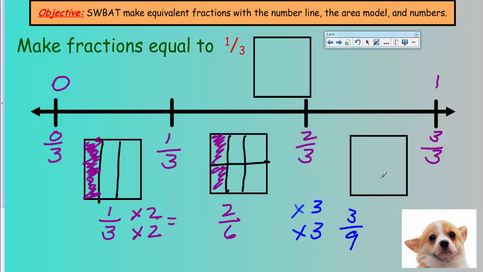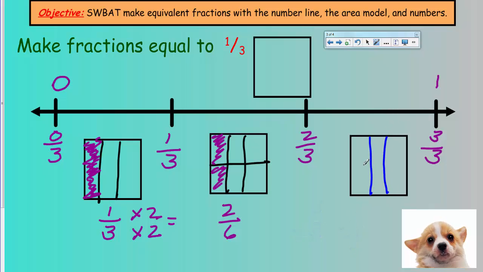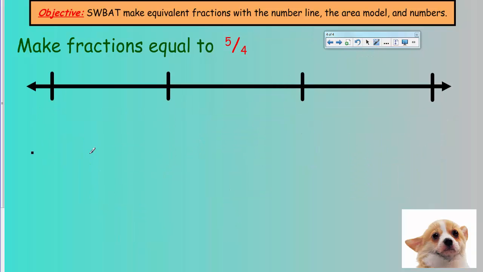Okay, and again, we can show that model. We could do the same type of thing here. We could probably go like this, and then break that one into thirds. See, now we end up with our ninths that are equal. And we keep making another equivalent fraction. It seems so easy. Okay, we'll move on to the next page here.